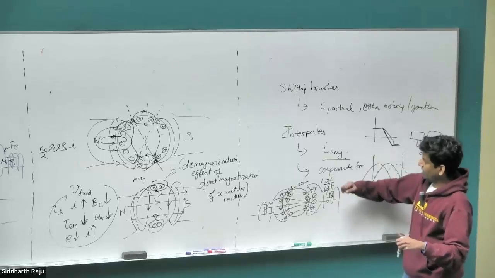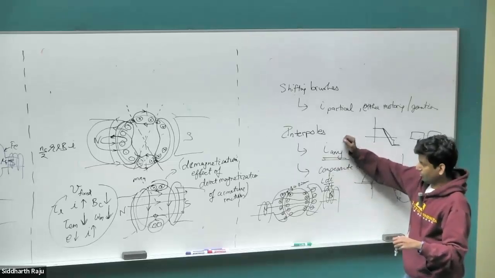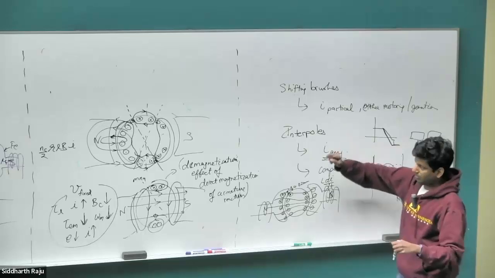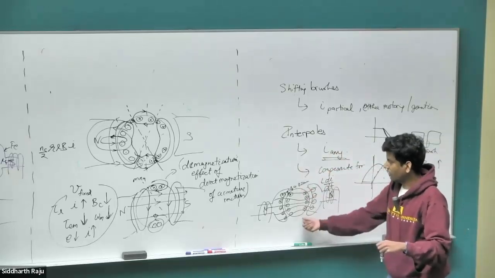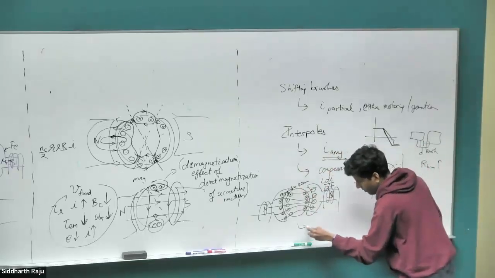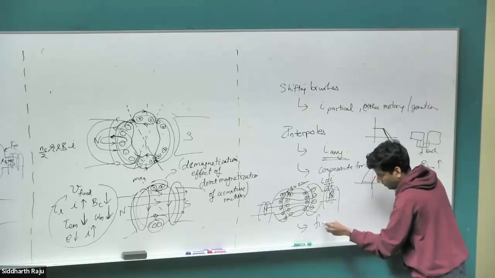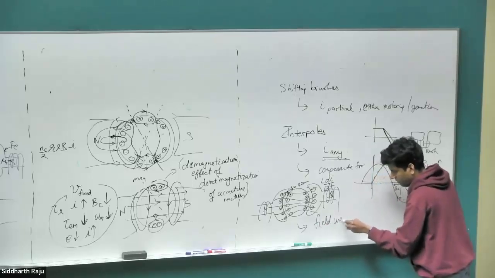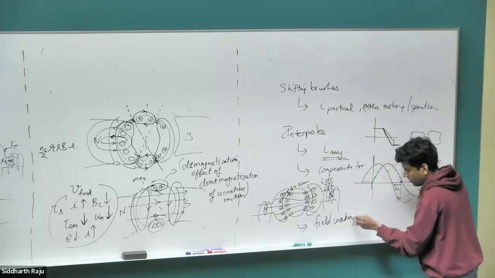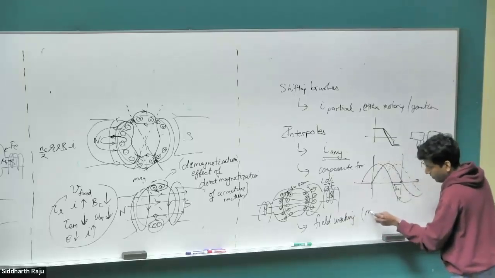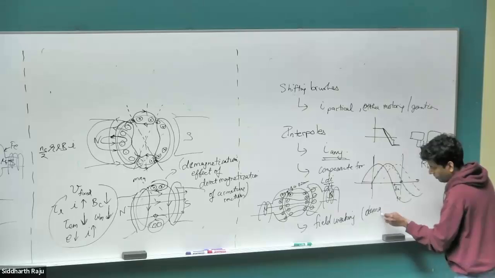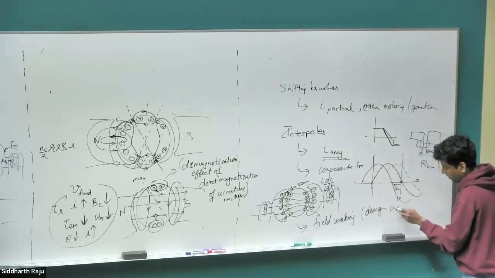So the compensation winding can handle any amount of current that we have, and it can still create the magnetic axis at 90 degrees, and it can also compensate for field weakening, which comes from the demagnetizing effect of the cross-magnetizing field.